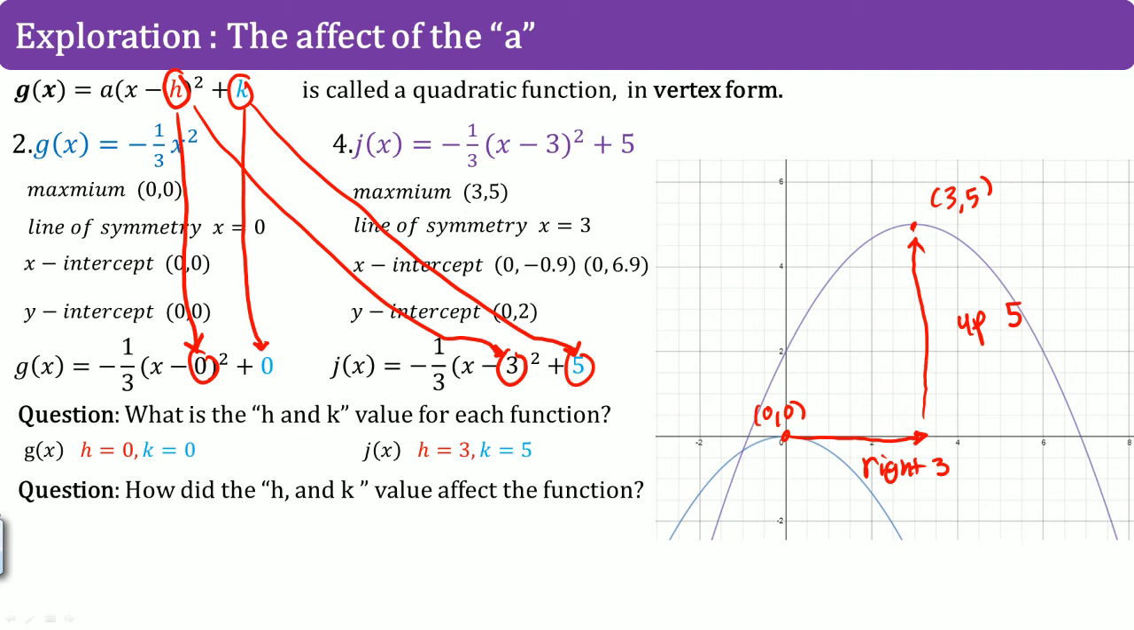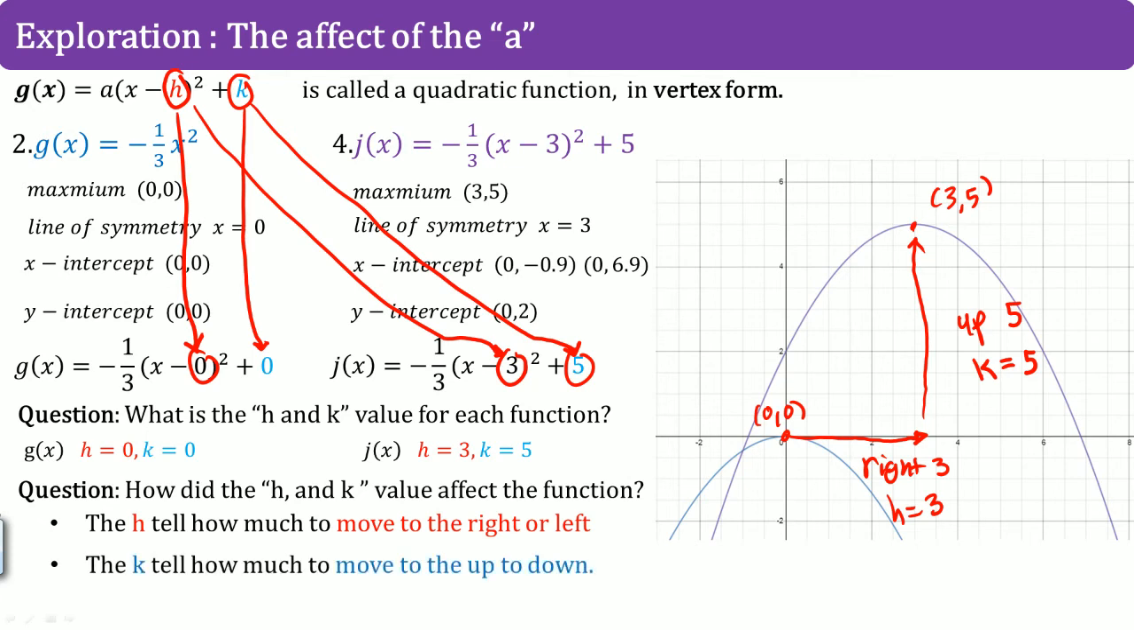How did the right 3 appear? That's your h, right? H is equal to 3. How did the up 5 appear? That's your k. K equals 5. So, what does h control? Well, h controls how much you move to the right or to the left. What does the k control? The k controls how much you move up or down.